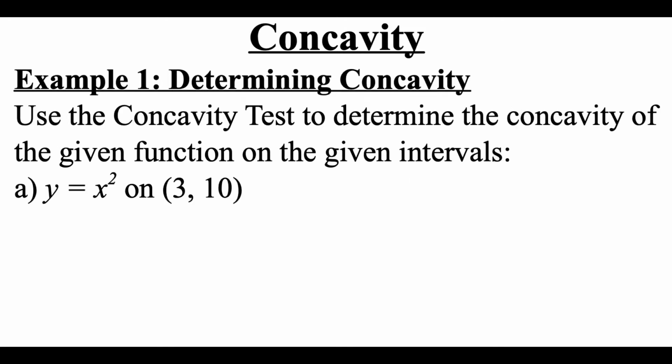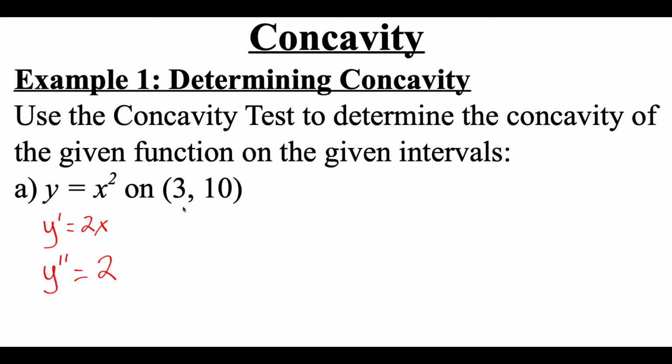So in this example, we're going to look at using the concavity test to determine the concavity of the given function on the given interval. So we're looking at the function y equals x squared on the interval from 3 to 10. So the concavity test, we need to find the second derivative. If we do one derivative using the power rule on this x squared, then that's 2x. But then if we do another derivative of that, we get just 2.